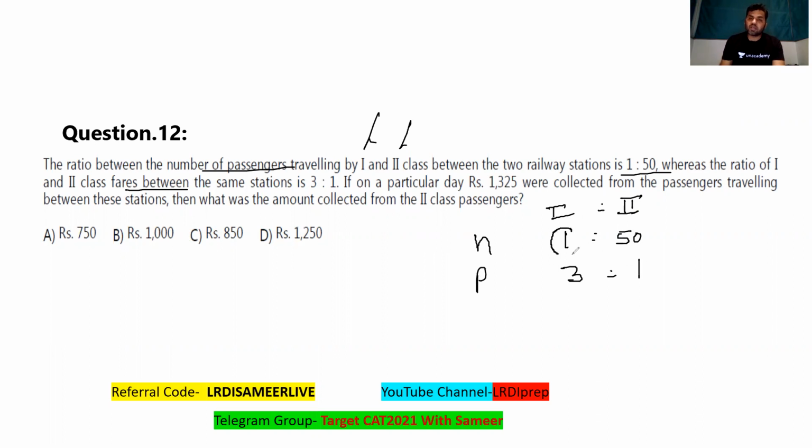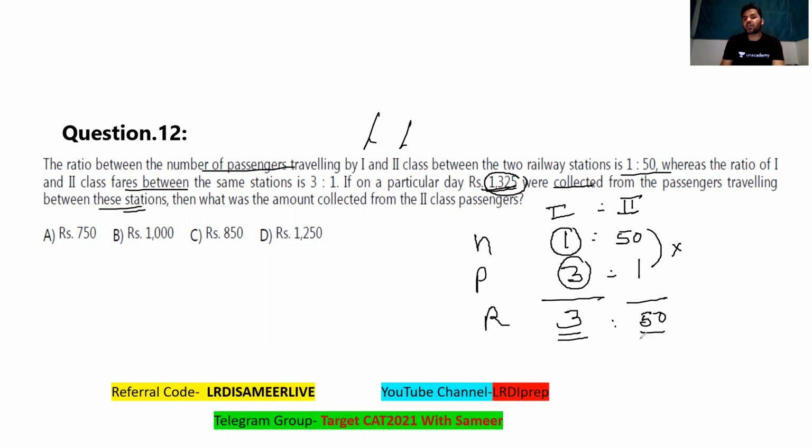So if one passenger is traveling in class 1, he is paying 3 rupees. So you can see that the revenue collection from the first class would be 3 rupees, and the revenue collection from the second class would be 50 into 1, that is 50 rupees. That's the revenue ratio. On a particular day, 1,325 rupees were collected from the passengers traveling between these stations. Now this 1,325 is the total revenue collection. So you can see that if 3 rupees is coming from here, 50 rupees will be coming from here. So total collection is 53 rupees.